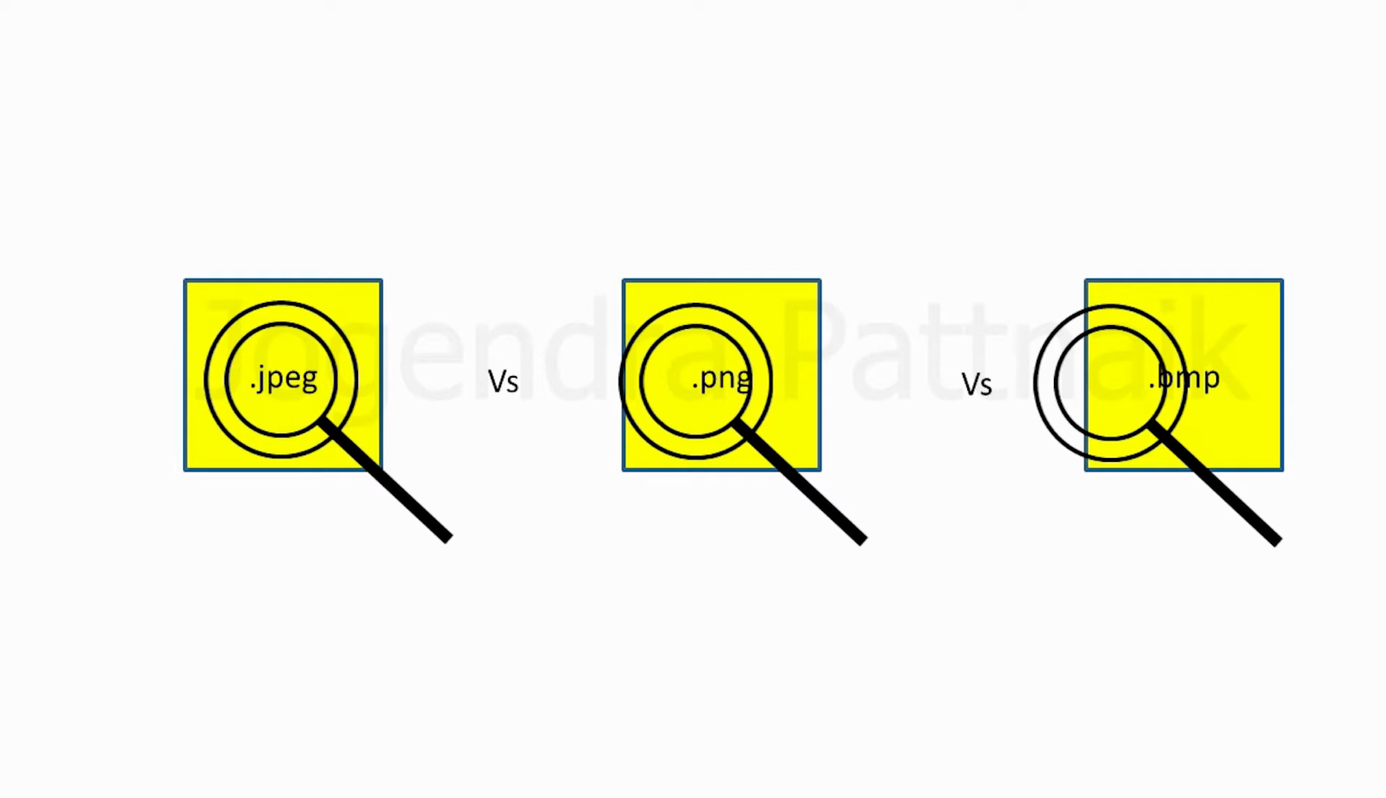Let's start. First I am going to create two images, one with jpeg format and another one with png format in Microsoft Paint.